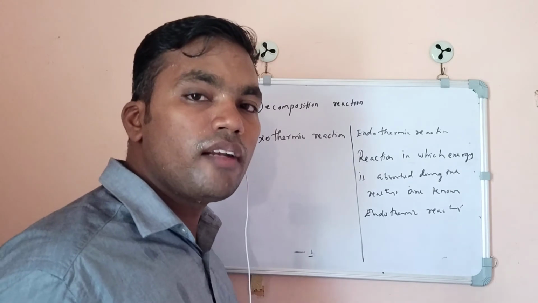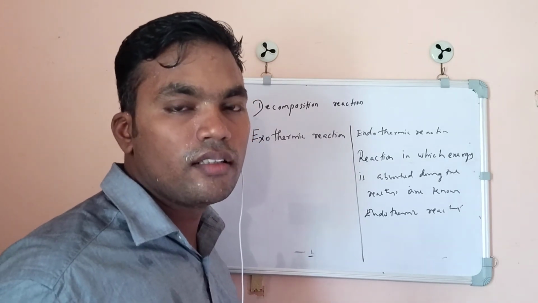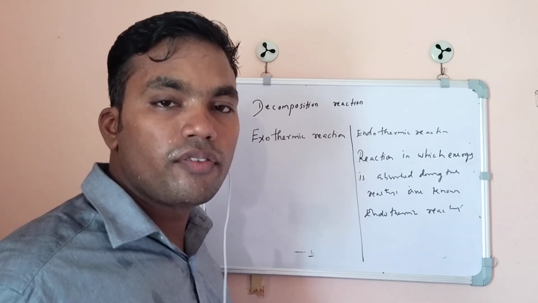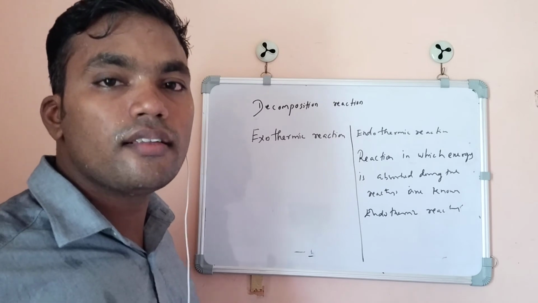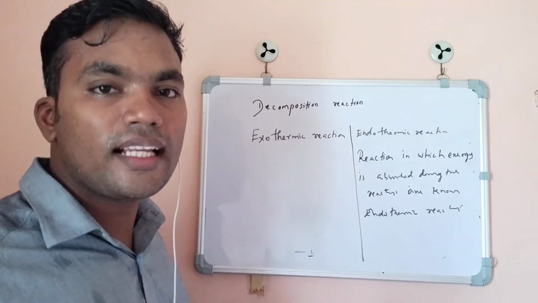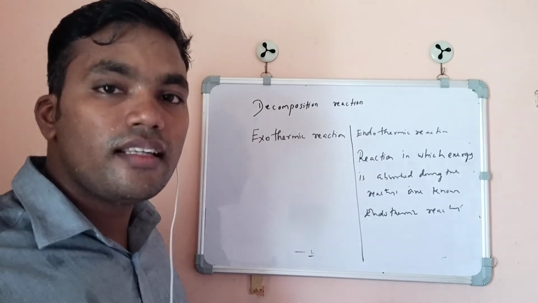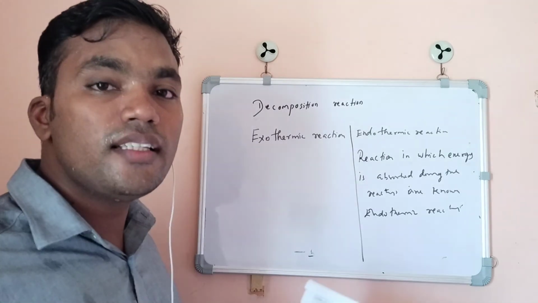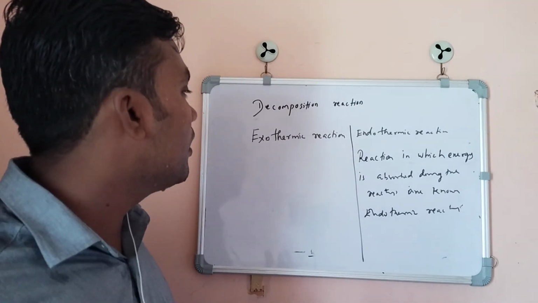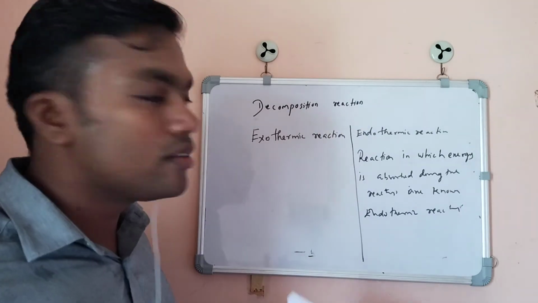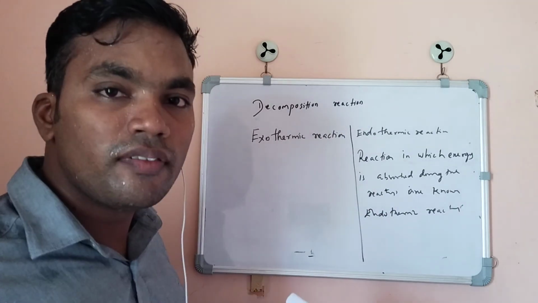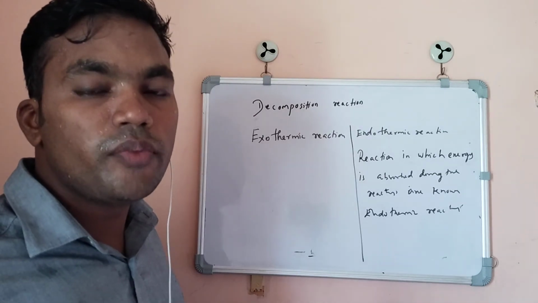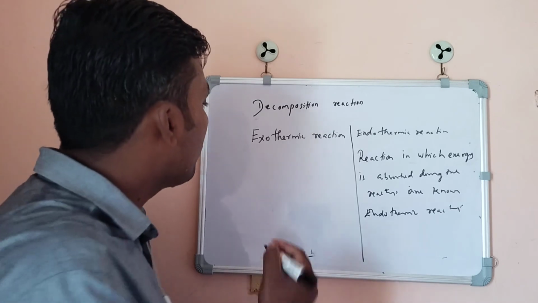Yesterday, what we have seen was the combination reaction: formation of calcium hydroxide from calcium oxide with water. The calcium oxide vigorously reacts with water and gives calcium hydroxide, releasing a large amount of heat. This type of reaction is called an exothermic reaction. If heat is released along with the formation of a new product, it is called an exothermic reaction.